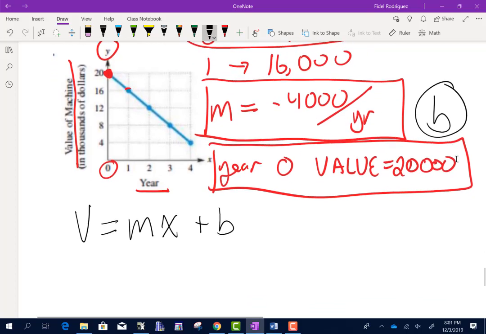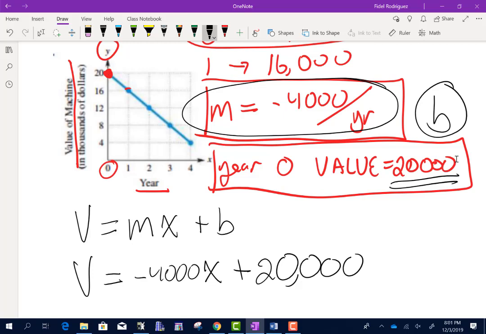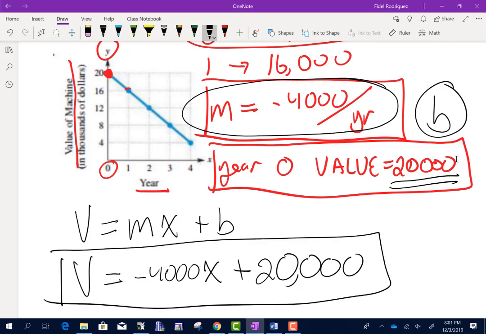So all I'm going to do here, guys, is I'm going to write it like this. V equals, the rate at which it's going down is how much? Negative 4,000 per year. But it was initially worth how much? How much was the initial value? 20,000. There you go. That's it, guys. That's all it is.